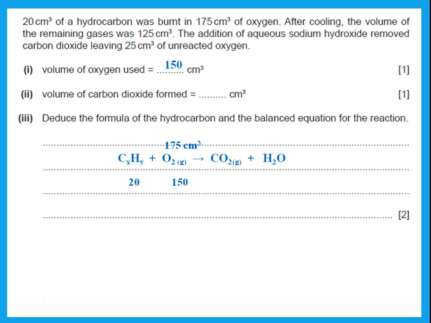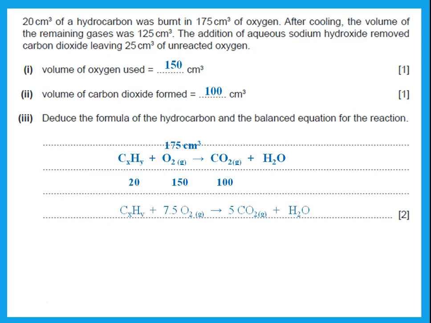Now, he says the remaining gases were all 125, and we already said that the 125 is the carbon dioxide plus the unreacted oxygen. So if the unreacted oxygen is 25, then the carbon dioxide was what? Was 100. So that means that the volume of carbon dioxide formed was 100 centimeter cubed, and I have ratios between the volumes of the reactants and the product. So if I say 20 centimeter cubed of the hydrocarbon reacted with 150 of the oxygen to give 100 of the CO2, well, I can simplify all this by dividing by 20 in order to have some sort of balanced equation.